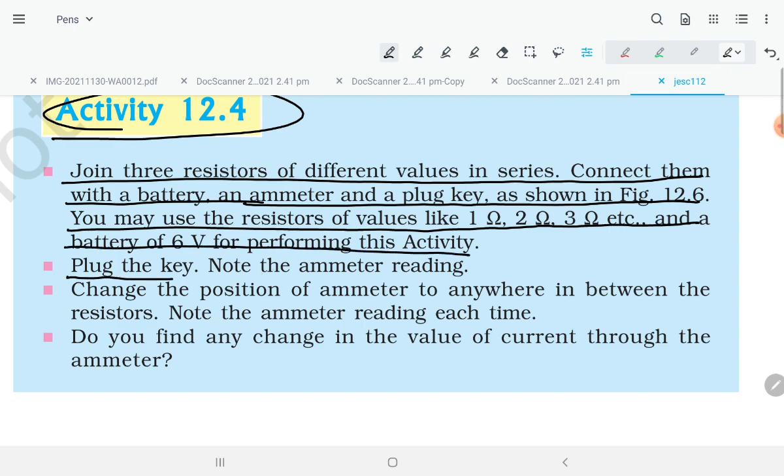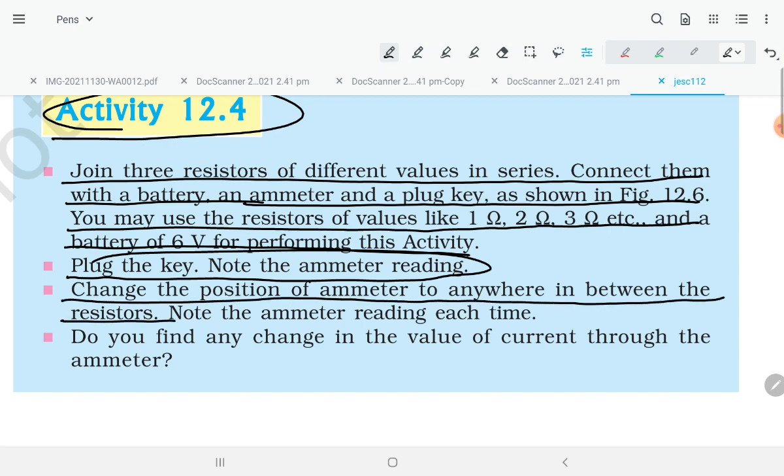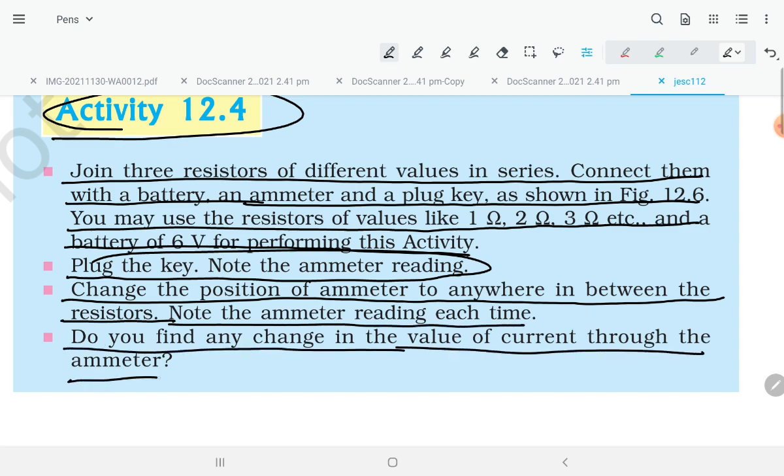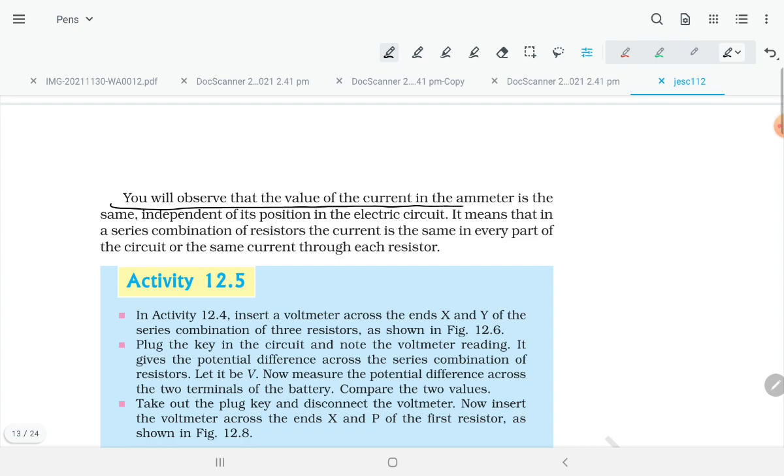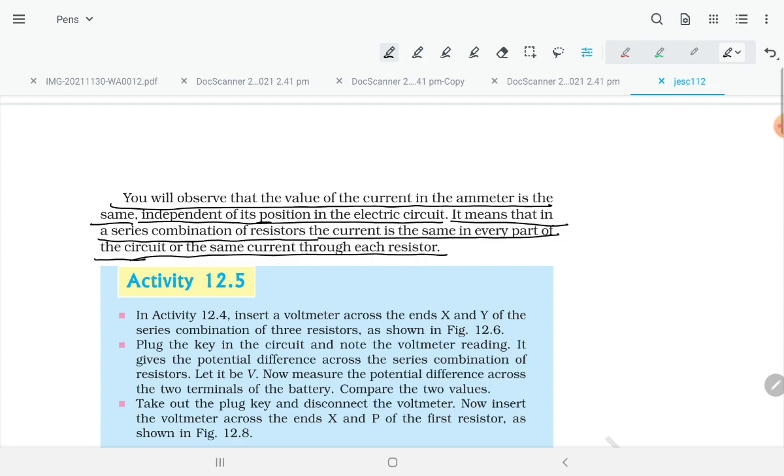Performing this activity, plug the key and note the ammeter reading. Change the position of the ammeter to anywhere in between the resistors. Note the ammeter reading each time. Do you find any change in the value of the current through the ammeter? So if you see here, friend, you will observe that the value of current in the ammeter is the same, independent of its position in the electric circuit. It means that in the series combination of resistors, the current is the same in every part of the circuit, the same current through each resistor. So it is series, so everywhere you will find the same current.